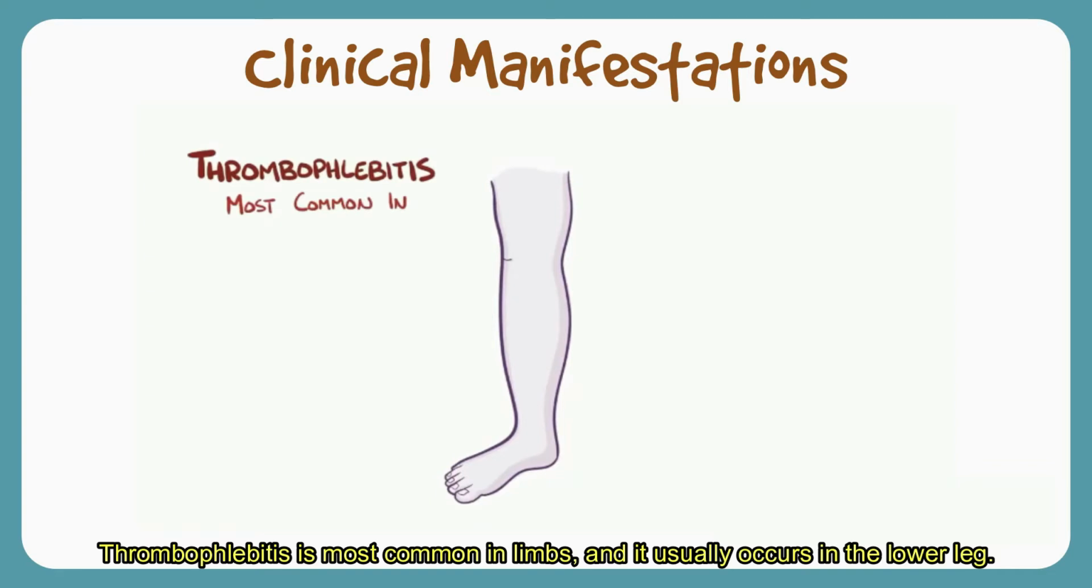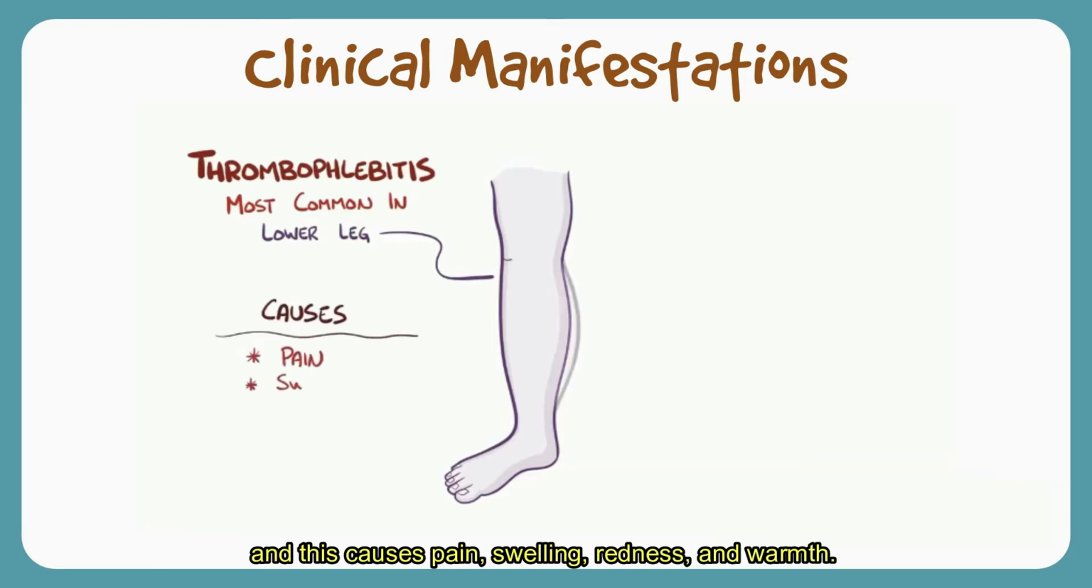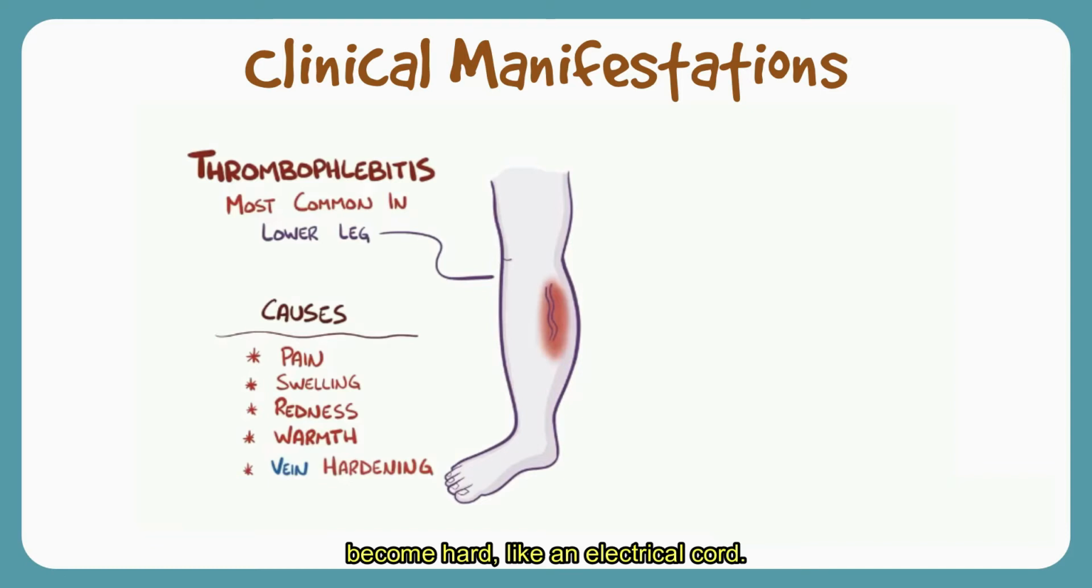Thrombophlebitis is most common in limbs, and it usually occurs in the lower leg. It can make the area around the clot inflamed, and this causes pain, swelling, redness, and warmth. Superficial thrombophlebitis can cause the affected vein to become hard, like an electrical cord.